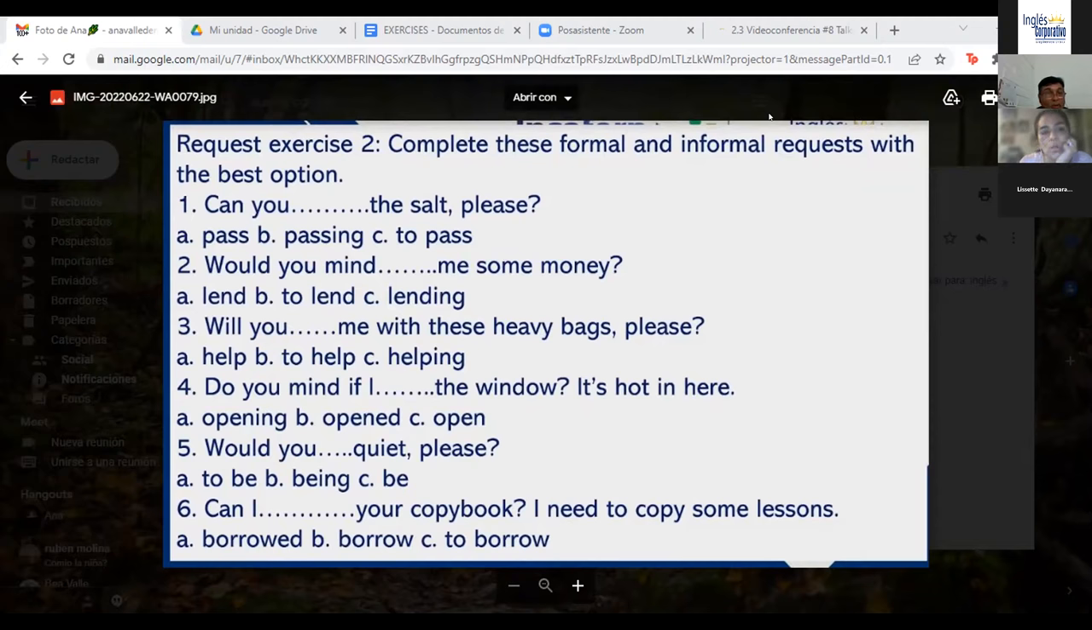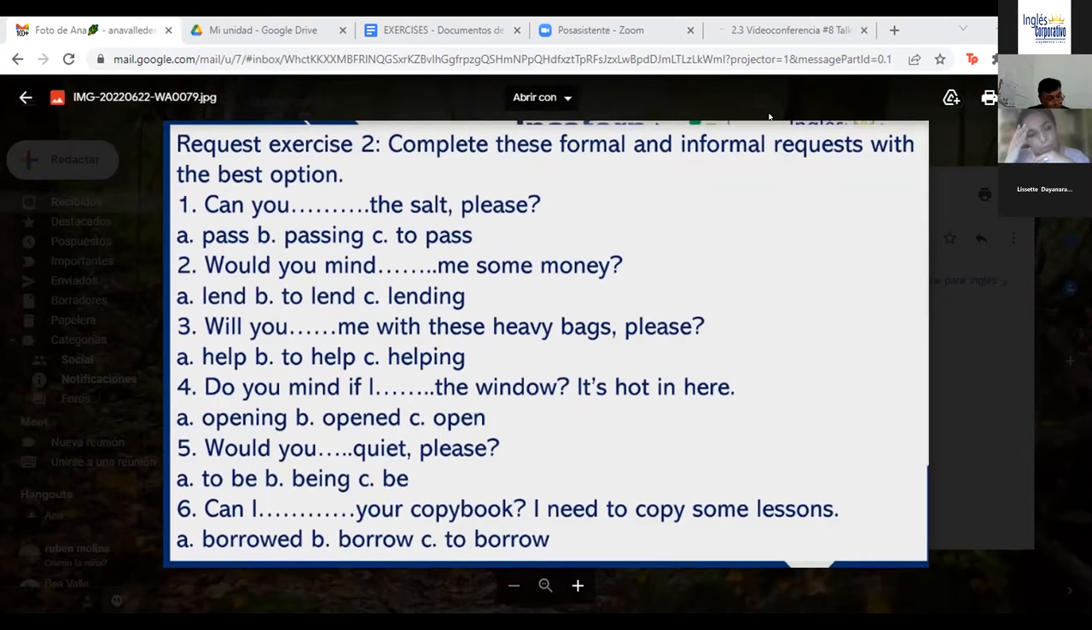Okay, number two. Would you mind lending me some money? The teacher explained to us that when we add ing. Would you mind lending me some money? Number three. Will you help me with this heavy bag, please? Number four. Do you mind if I open the window? Opening the window. It's hot in here. Number five, would you be quiet, please?